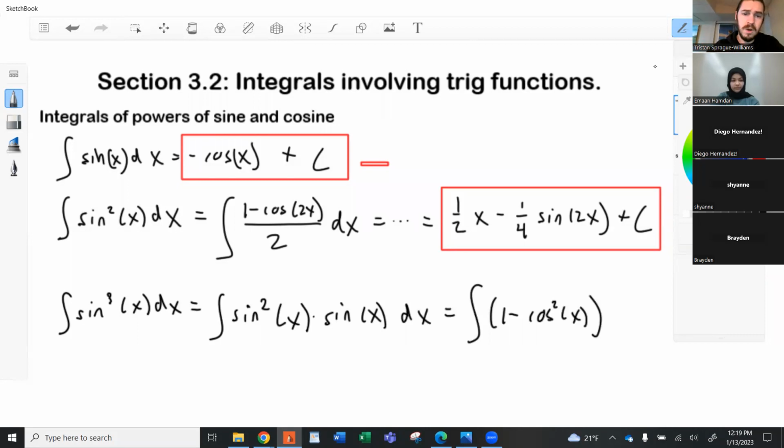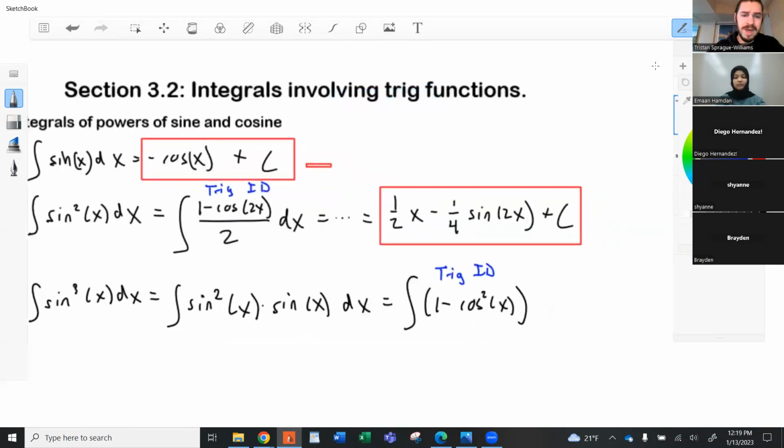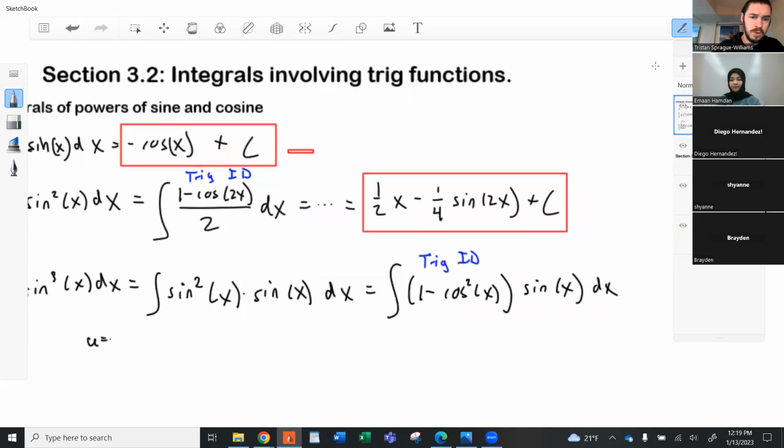Okay, so I'm just going to label the moments where we use a trig identity. That sine squared gets replaced with 1 minus cosine squared. And then now the result can be solved by u substitution. We say u equals cosine of x, and then we can solve that one.